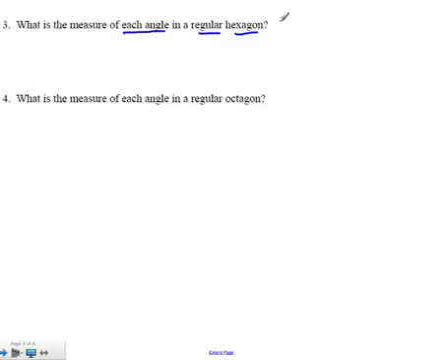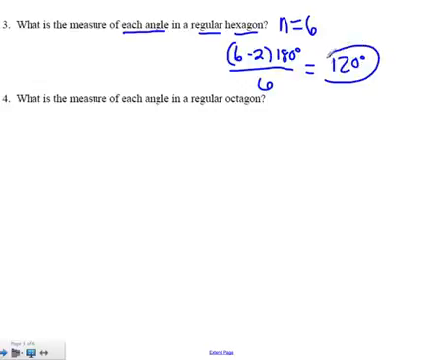Okay, welcome back. We're going to go through these problems really fast. Remember, a hexagon is 6. We'll say 6 minus 2 is 4. 4 times 180 when we divide it by 6 on the bottom here. This should give us 120 degrees. Okay, so that's our answer for this one.